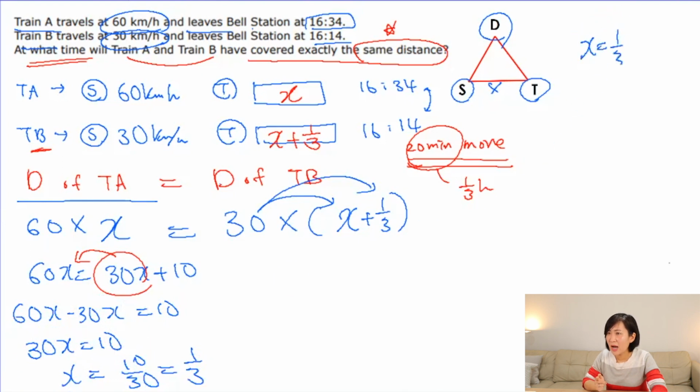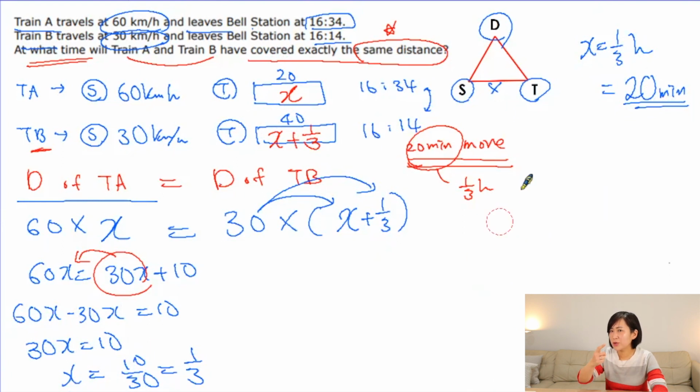1/3, make sure it's hour, right? So x is 1/3 hour. That means how many minutes? Yes, it's 20 minutes. So the train A is x, so we know that train A traveled 20 minutes. That means train B travels, now 1/3 we know is 20 minutes, that means 40 minutes. Now we need to find the time they meet together.